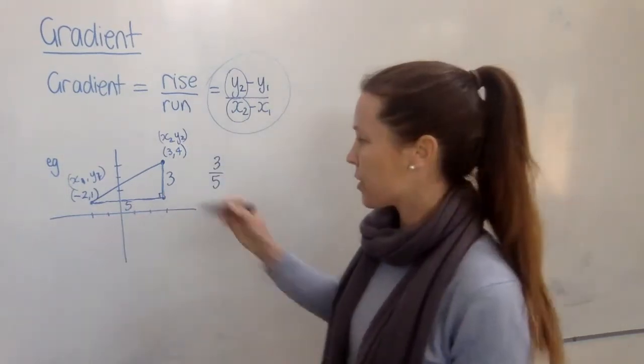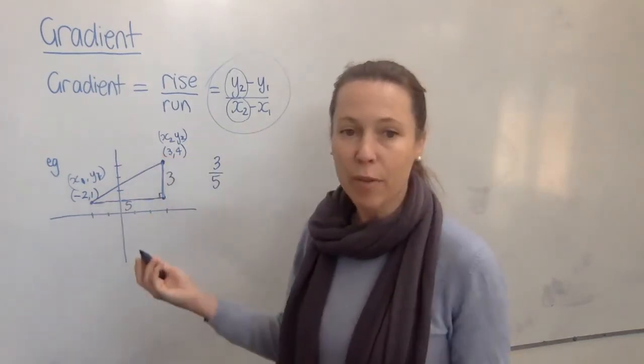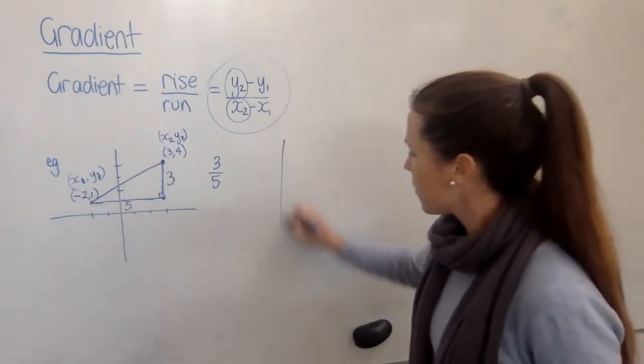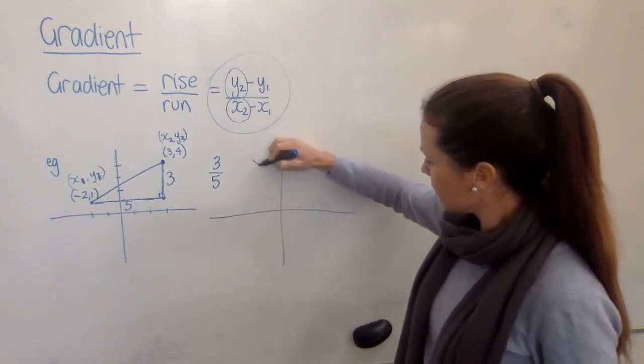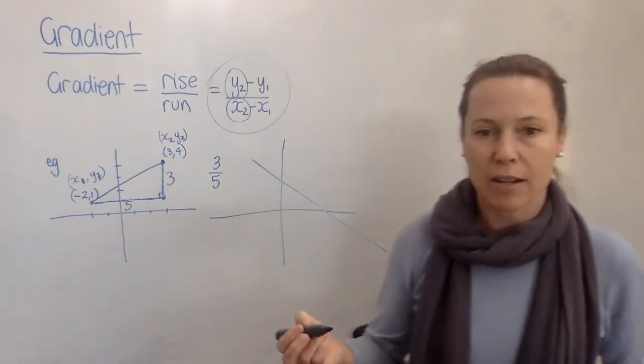Now, if you're working this way, just looking at the chart and thinking it through, you just need to be careful that when you have gradients that go the other way, you need to recognise that they're negative.